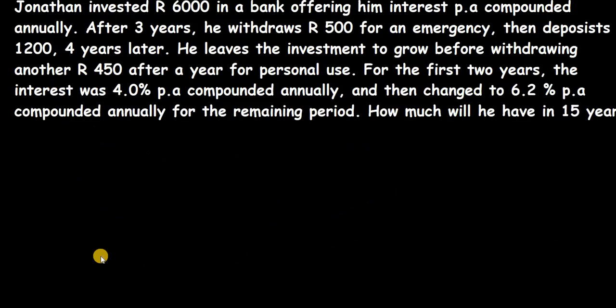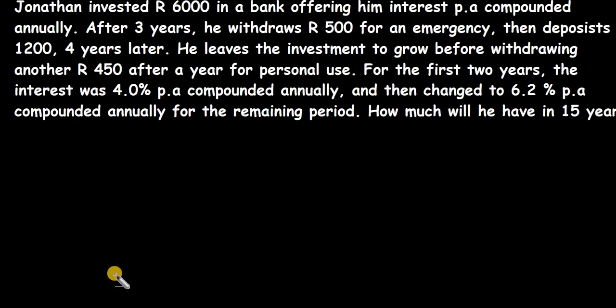Okay, so now here is how it is now phrased. They say he invested 6,000 in a bank offering him interest. After 3 years, he withdrew, right? He deposited 1,200 4 years later, he leaves the money to grow before withdrawing. But now, they add that for the first 2 years, the interest was 4% per annum compounded annually. And then the interest changed to this, compounded annually for the remaining period. So how much will he have in 15 years? Give it a try.